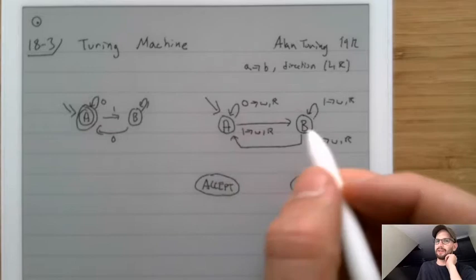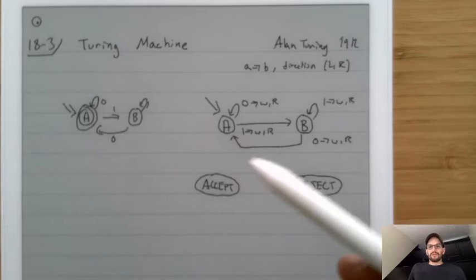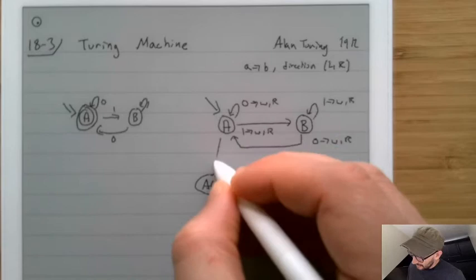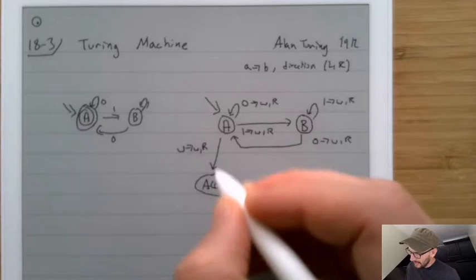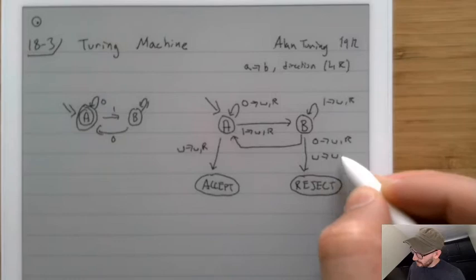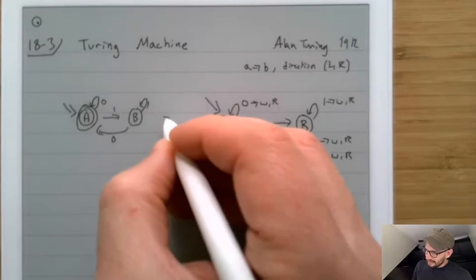Well, if you're in A and you see a blank, that means that you got to the end of the input, and you ended up in A. So that means that at the end of the input, you saw a blank, so if we see a blank, then we'll replace it with a blank and move right, and we'll go to the accept state. But if the state that we were in at the end was a B, then we should go to the reject state. So this right here is a way of translating a DFA into a Turing machine that does an equivalent job.